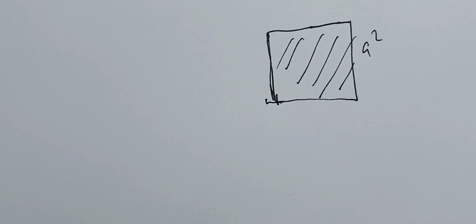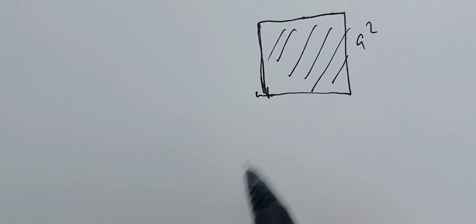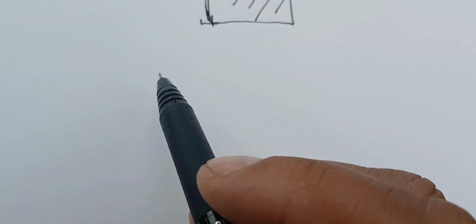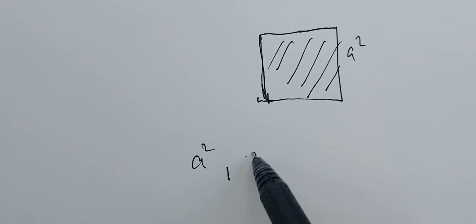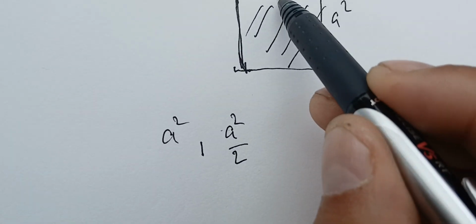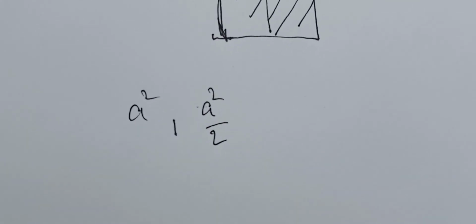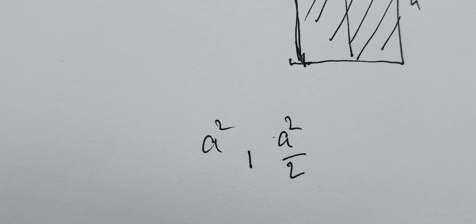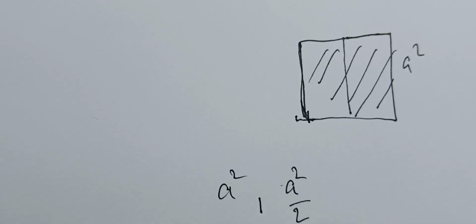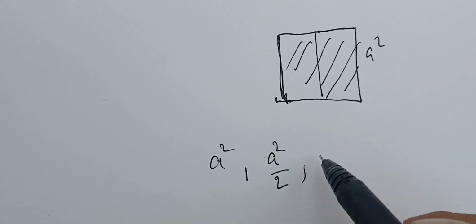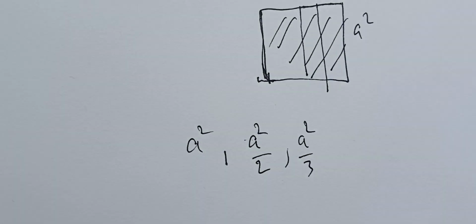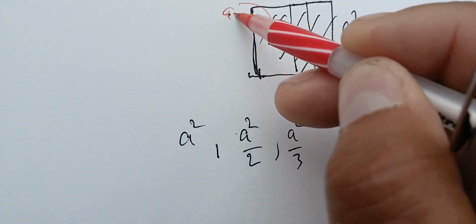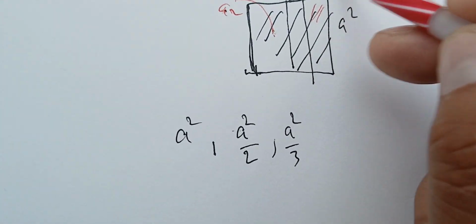In the beginning, we have a square. If we split it for two people, we get a squared over 2. So we have this size. I need different colors to make it clear. If we split it for 3 people, we get a squared over 3. So we get this amount. So this is a squared. This is a squared over 3.